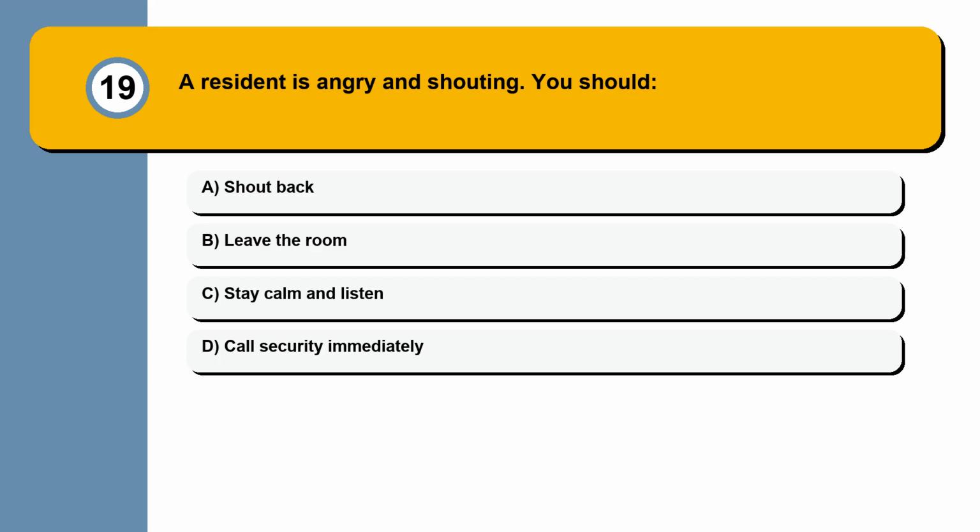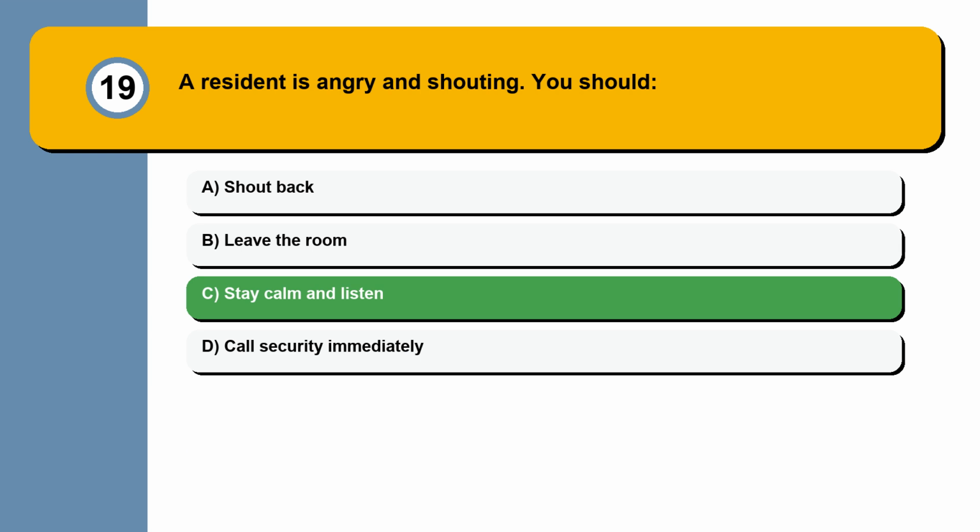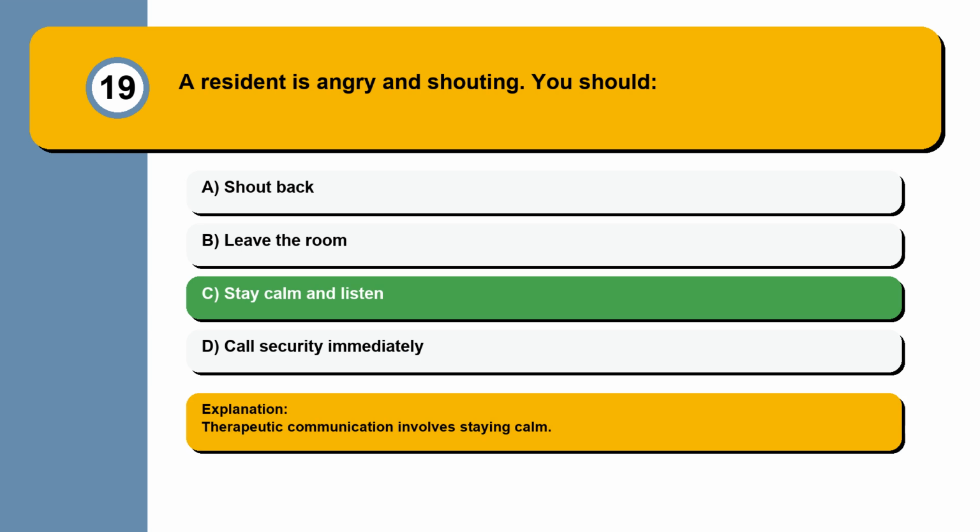Question 19. A resident is angry and shouting. You should shout back. Leave the room. Stay calm and listen. Call security immediately. Therapeutic communication involves staying calm.